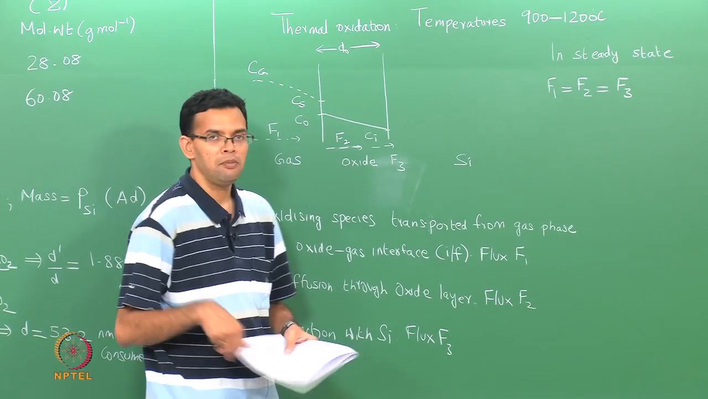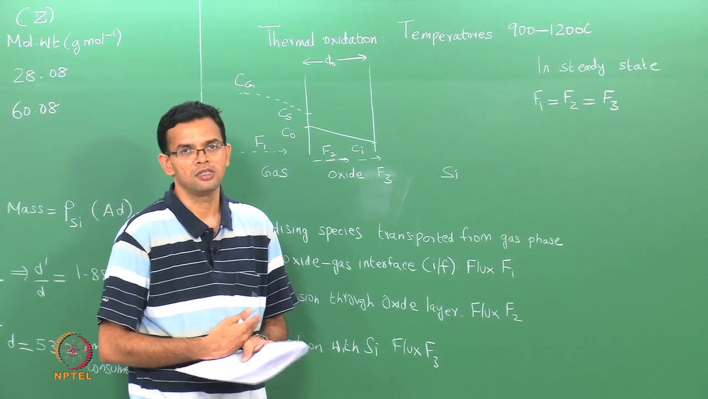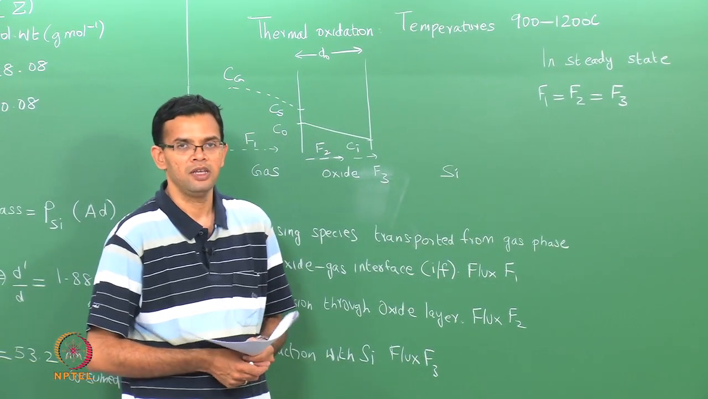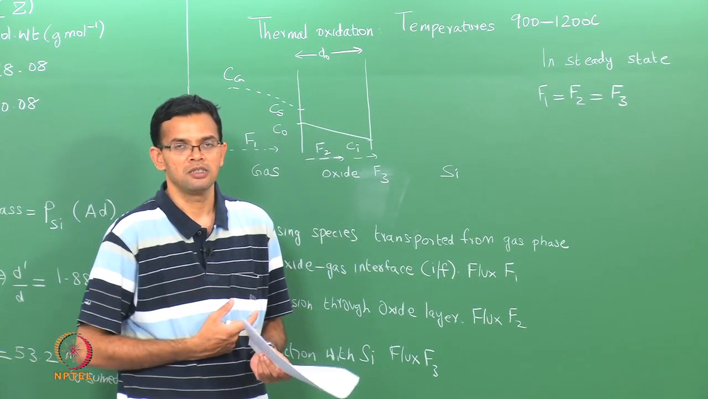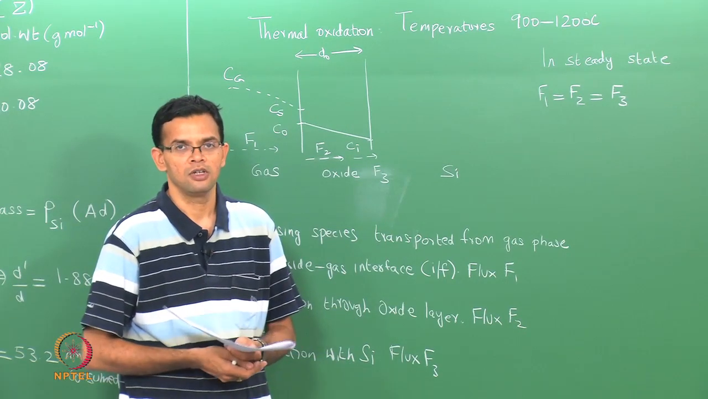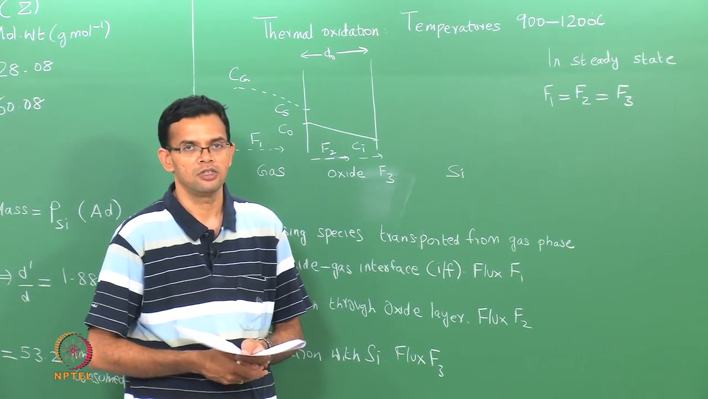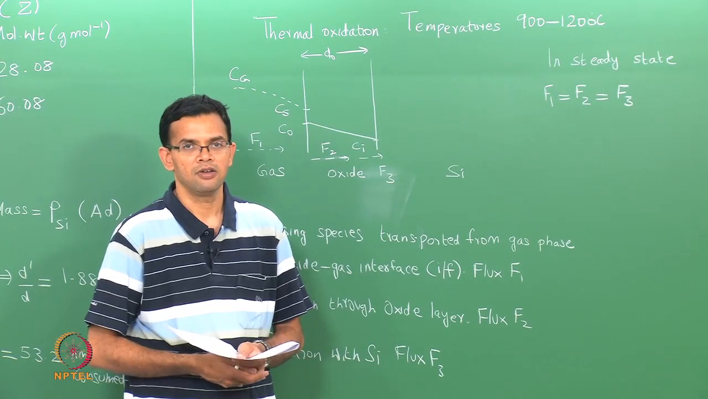So, we can actually model these various processes and, using the relation between F1, F2 and F3, derive some numbers for how the oxide layer grows as a function of the diffusion coefficient and also the thickness. So, let us take a look at that.